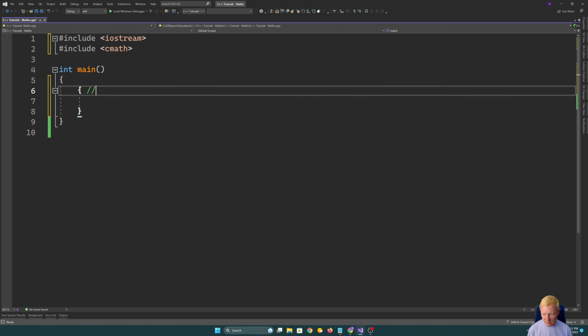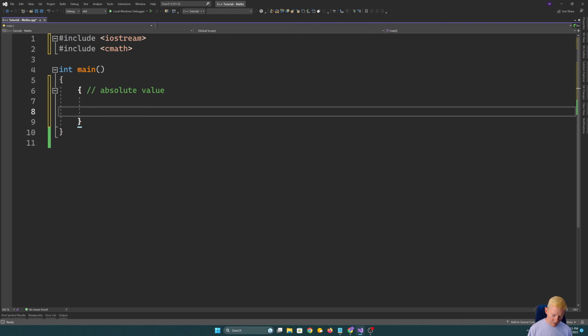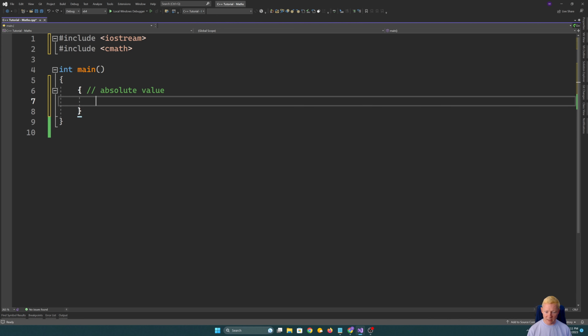The first one that I think is a useful one is looking at the absolute value. The idea behind the absolute value is that it takes a number, and whether it is positive or negative, what you get back is always the positive version of that number. So let's test this out.